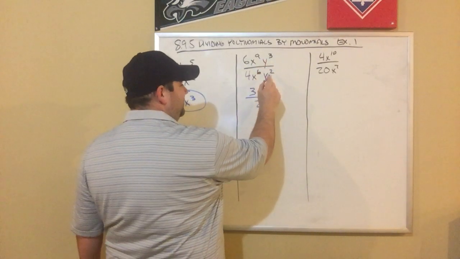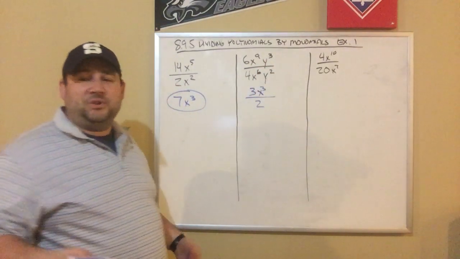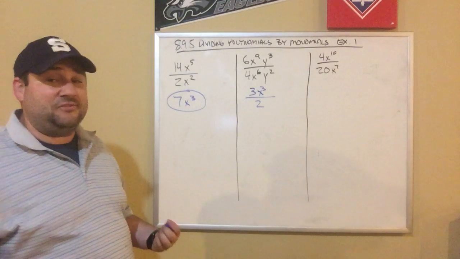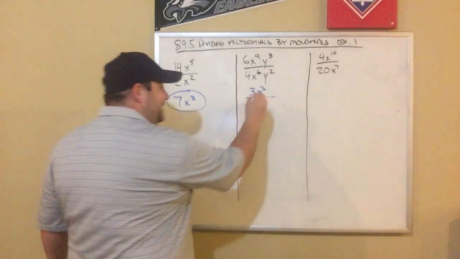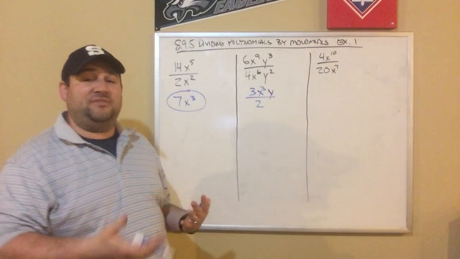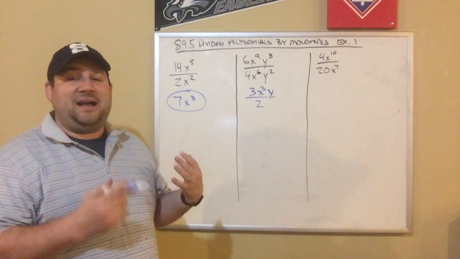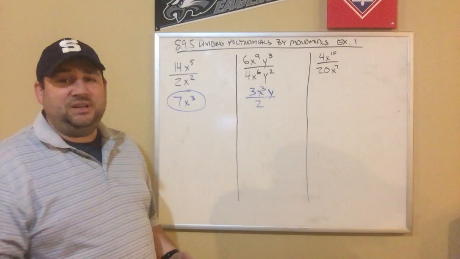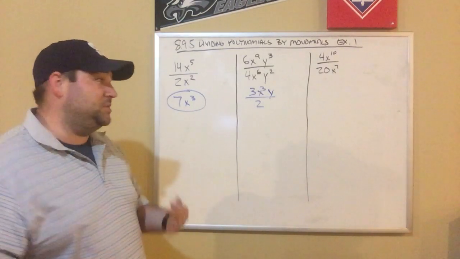Y to the third divided by y squared. So 3 minus 2 is 1, so I get y to the first. You're going to want to put y to the first, I know it, but don't put the 1. To truly simplify an expression, you should never have an exponent of 1. So you don't need it. If you get y to the first, just put y.